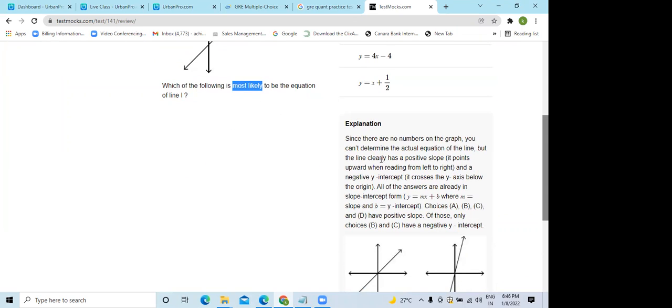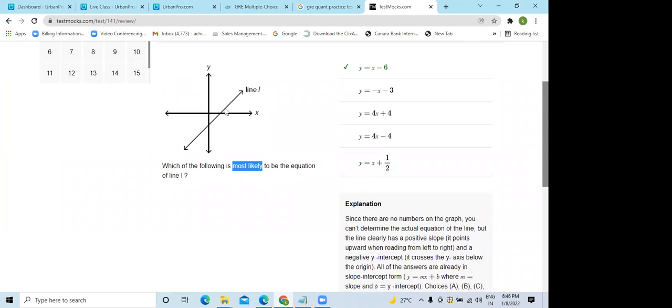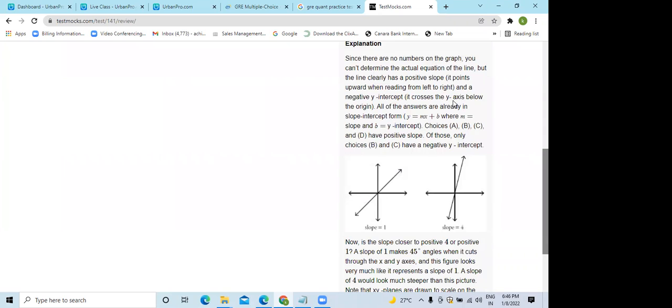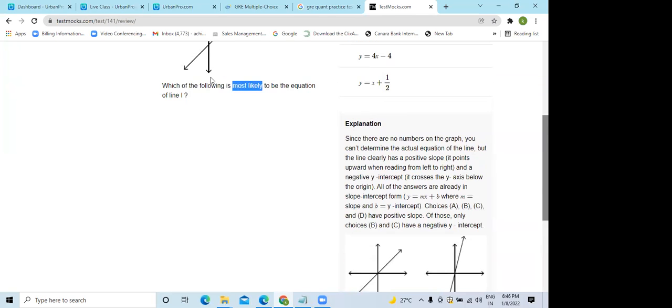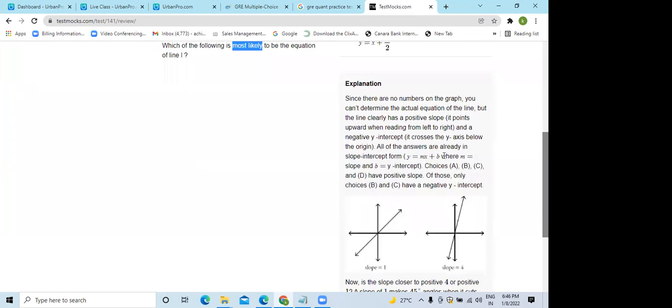But the line clearly has a positive slope. Agreed? Because it's going upwards. It's going upwards, so it has a positive slope, not a negative slope. And it points upward when reading from left to right, and has a negative y-intercept, because it crosses the y-axis below the origin. Of course, this is a negative y-intercept, right? Because it obviously crosses the y-axis here.